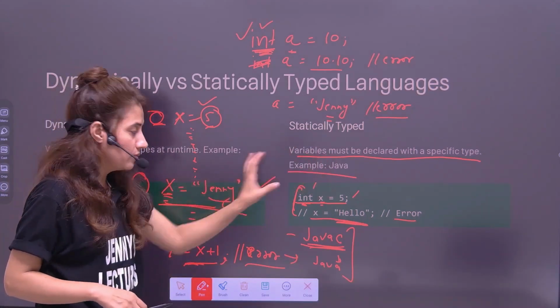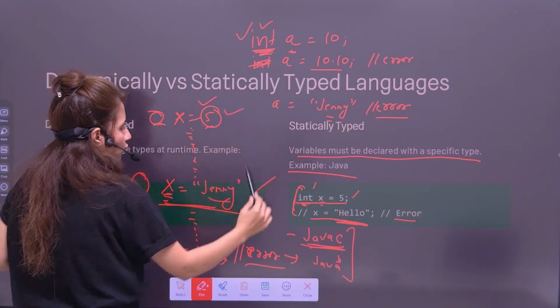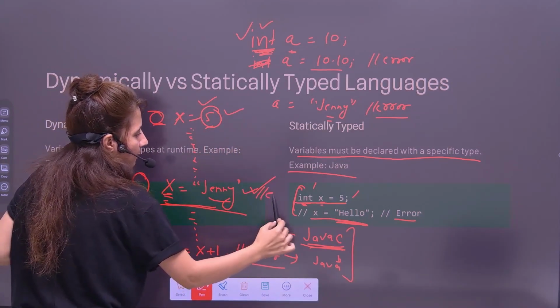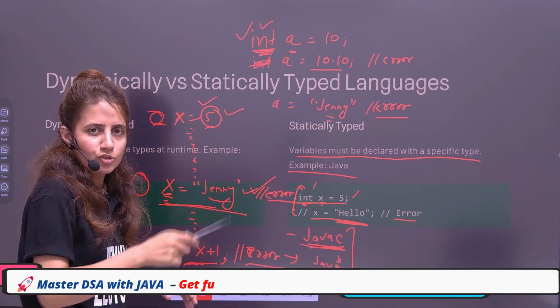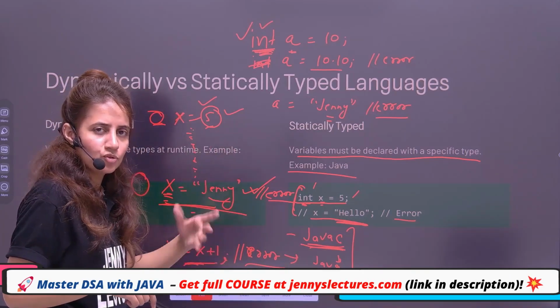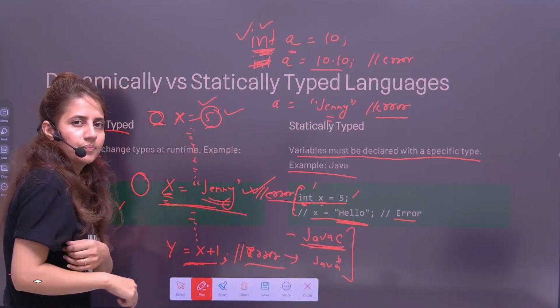But if the same case is in Java, then when you do this thing, at compile time only it will not allow you, it will give you an error. Suppose in an IDE you are writing this program, so the same IDE will give you a red line under this.